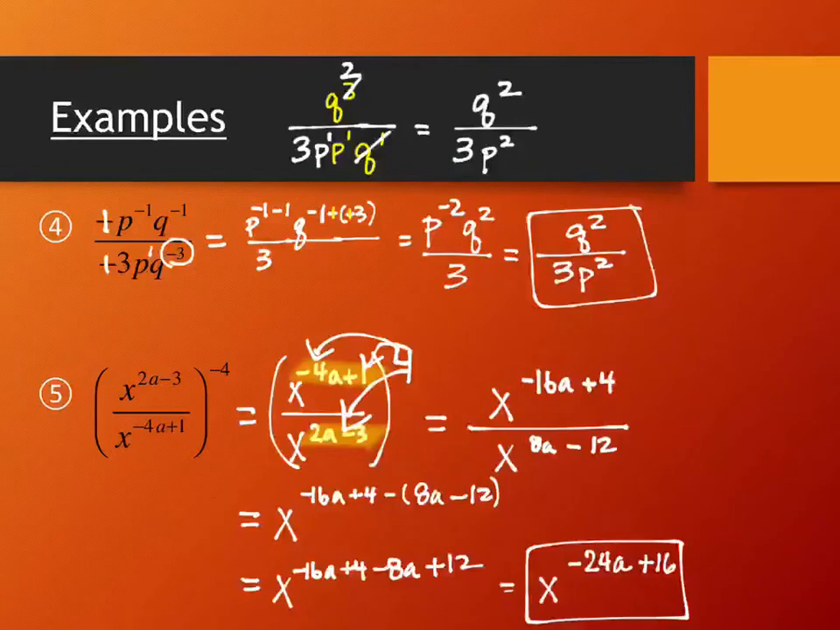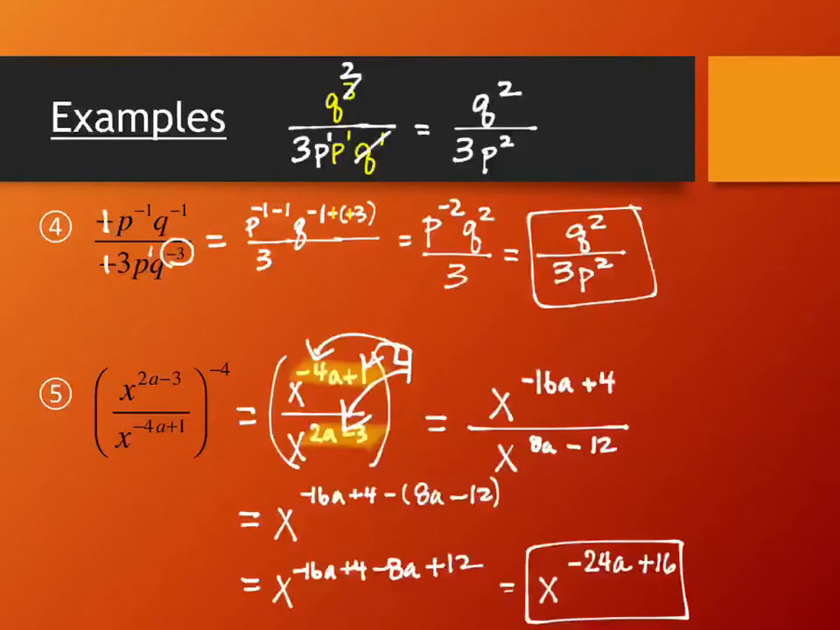And let me talk about why we don't have to put it back in the denominator because we do see a negative. It is tempting to want to do that. It wouldn't be wrong if you did it, by the way. The reason we can leave it right here is because I don't know what a is. If a is 0, then my exponent is actually already positive, because negative 24 times 0 plus 16 is a positive number.